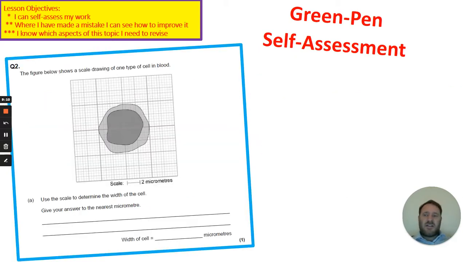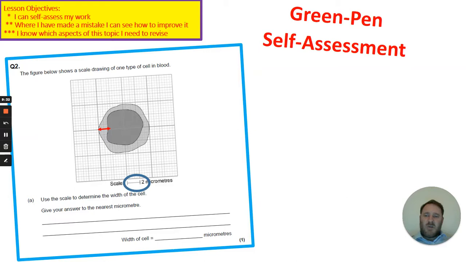So, a new question now. And we've got a figure of a scale drawing of a type of cell in blood. And what we need to do is give the width of the cell. And we use the scale to try and determine what the width is. Now, it's really friendly because they've given us a scale. It says 5 tiny little boxes is 2 micrometers. So, the way I would do this, we need the width, because that's what the question asks.